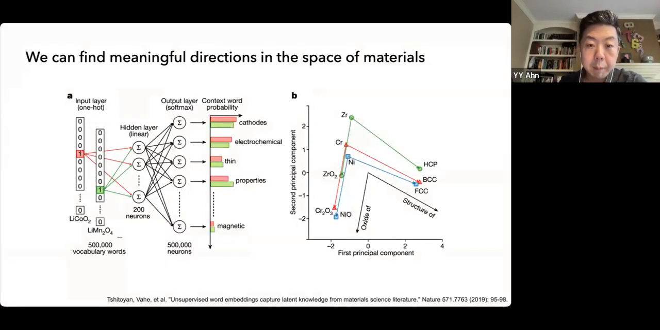Or in this example, they studied the embedding of the words appearing in material science abstracts. And then they could discover that the directions in the embedding space actually correspond to some material properties, or some structure of other materials. You can find that direction in the space.